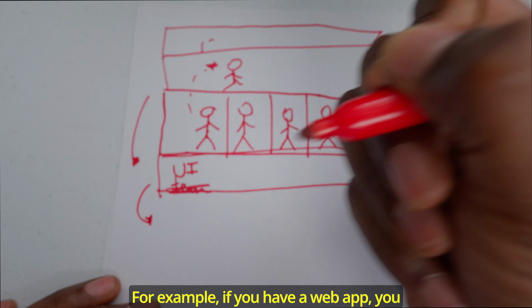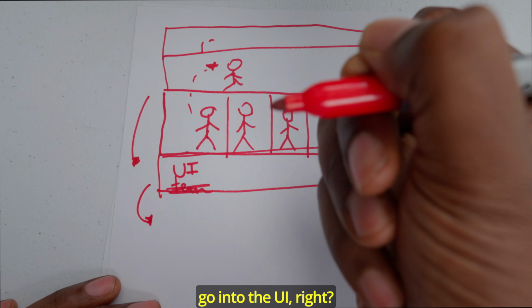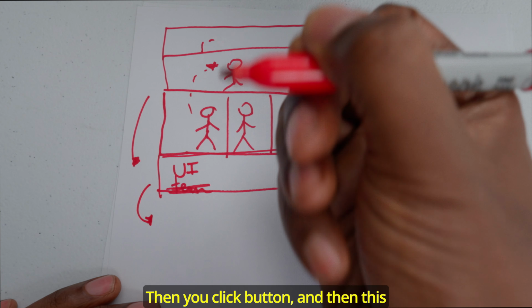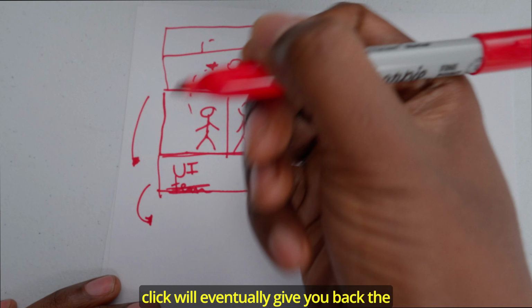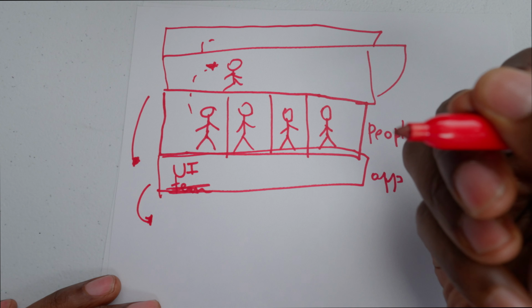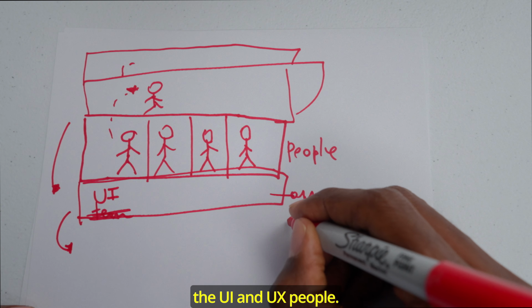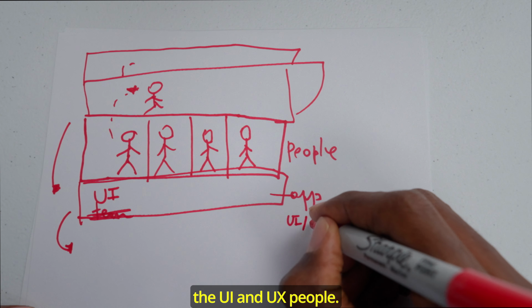For example, if you have a web app, you go into the UI, right? And then you click a button, and then this click will eventually give you back the message that you want. At this layer, usually the people working at this layer, you're gonna have the UI and UX people.